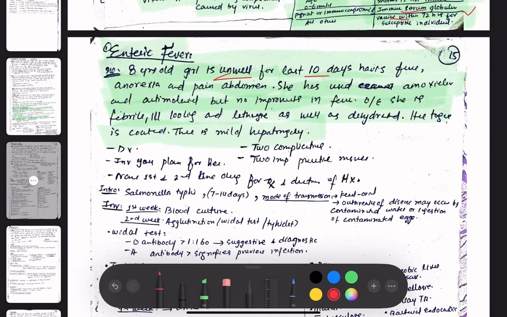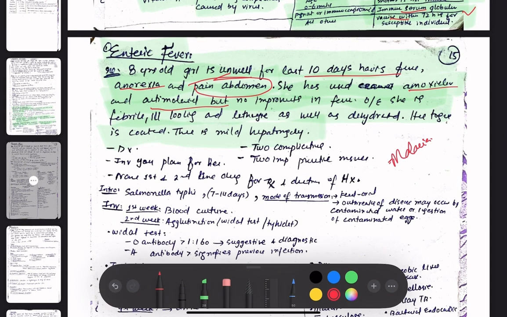Okay, so these are the clinical features: a patient who is unwell and for the last days having fever, anorexia, and pain abdomen. This is the most important feature. Another thing is that she has used amoxicillin and anti-malarial drugs but no improvement. It means that in this scenario malaria is excluded. If it was malaria, then there must be relief of pain and temperature by using amoxicillin and anti-malarial drugs, but malaria is excluded here.